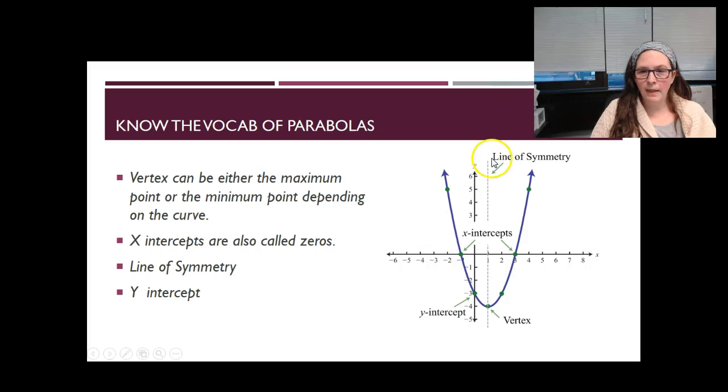Then there's also a line of symmetry. That line of symmetry goes through the vertex of the parabola, and if you folded this in half, you would have the same line on both sides. Then lastly, we also have a y-intercept, which is where the parabola crosses the y-axis. So those are the important parts of a parabola, and it's important to make sure you know them all.